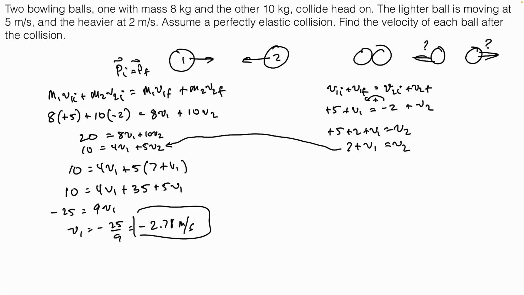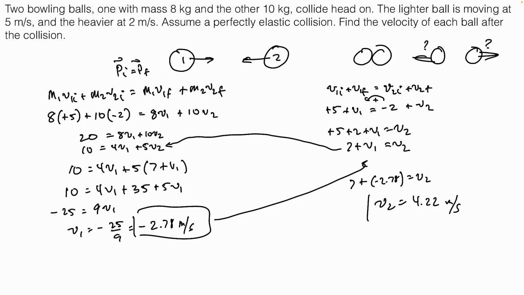There's my V1. How do I find V2? Put it up there. 7 plus a -2.78 equals my V2. So my V2 is going to be positive 4.22 meters per second. Check it. What does a negative number mean for V1 final? V1 went left. What does a positive number for V2 mean? It went to the right. Does that seem reasonable? Two bowling balls about the same mass, are they going to bounce off of each other? Sure.